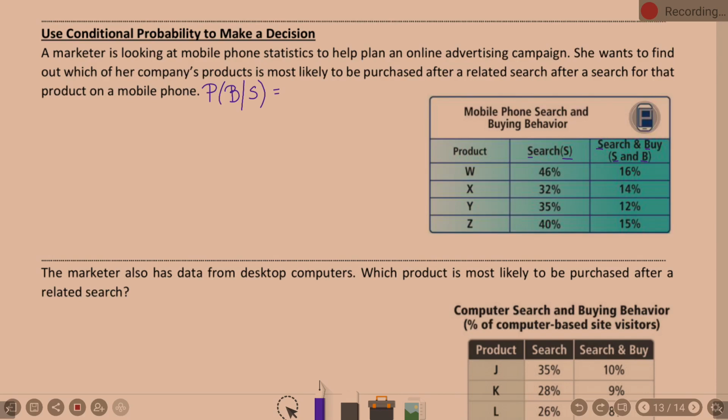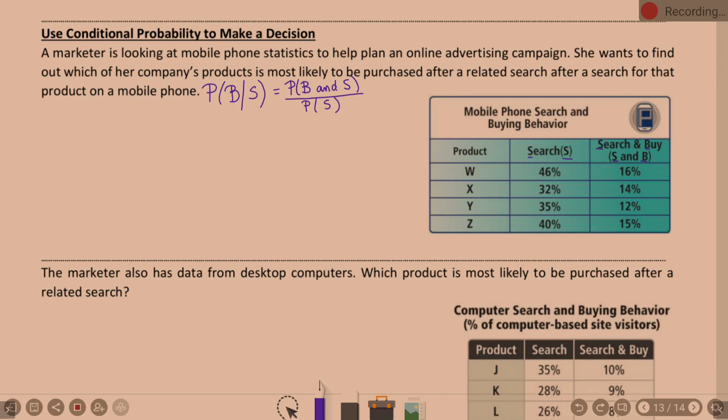Okay, this is bought and searched, right? So probability of B and S. What goes in the denominator? Probability of searched, yes? Do we have this information in our chart? Probability of searched is the first column. Probability of bought and searched is the second column. Now, what are we doing this for? W, X, Y, Z.